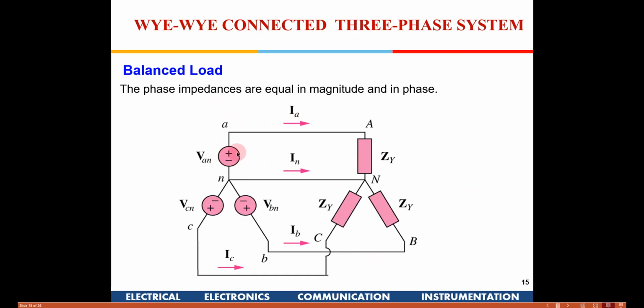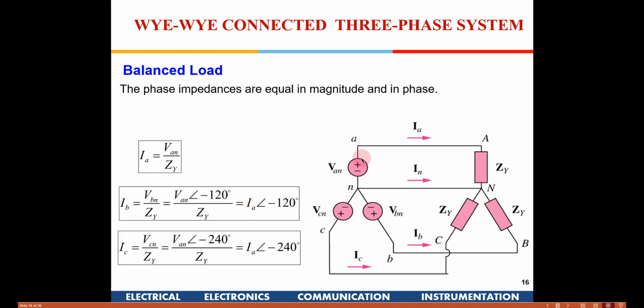So now you have a Y connected or star connected source which is driving a three-phase load. Again this load is also connected as a star. We'll see different configurations. The first condition is where a Y connected source is connected to a Y connected load. This is known as the wye-wye connected three-phase system.